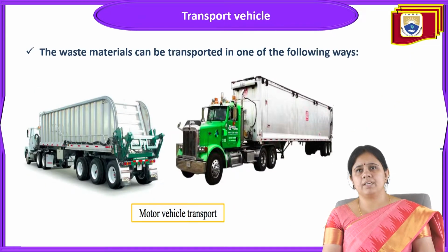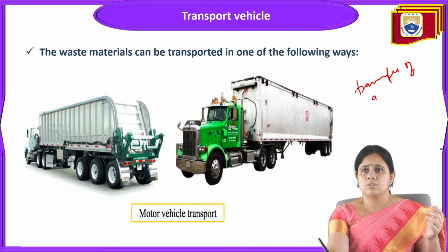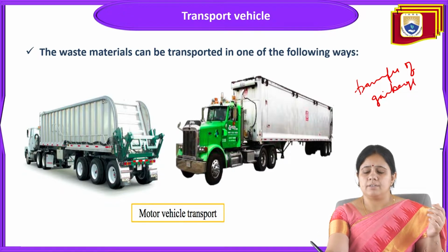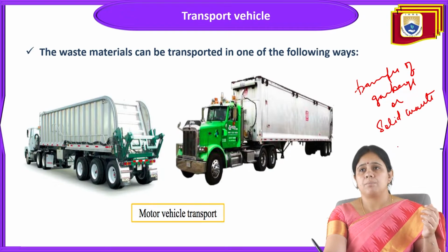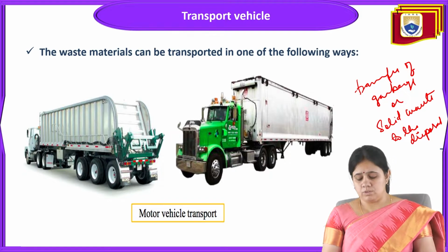See, this is the picture of the vehicle. This type of vehicle can be used, and this vehicle is totally closed, so there is no problem of spreading foul smell or anything. You can see this is a picture of a big vehicle that is generally used for the transport of garbage or solid waste to the disposal site. Now comes to the next point.